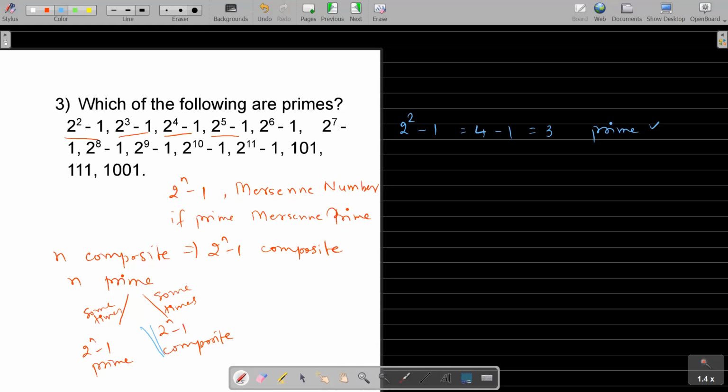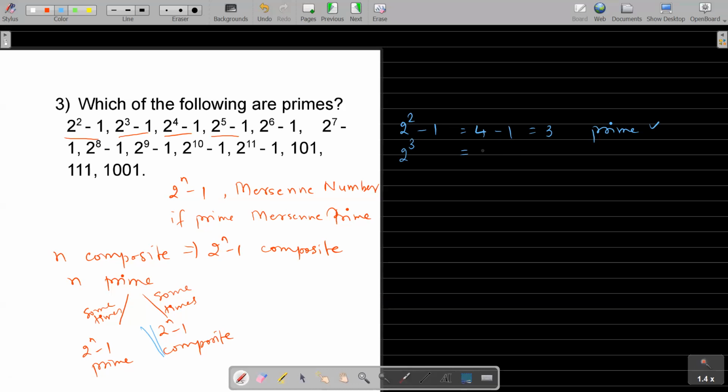Excuse me, sir. Yes. Sir, in this pattern, are all these answers prime only? Let's see. Let me first compute all these powers of 2, and then we'll subtract 1 and check the nature of that number. So what is 2 cube?